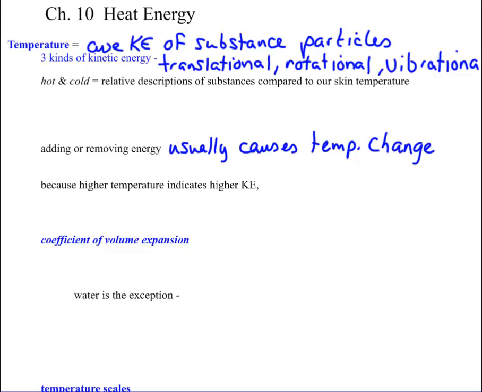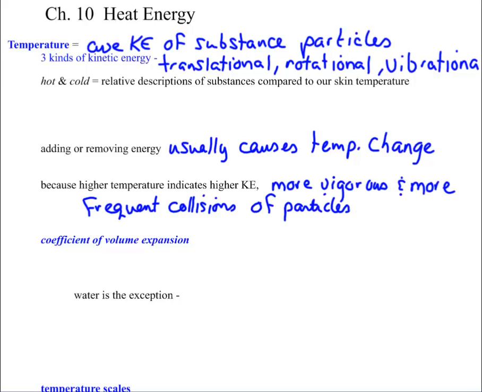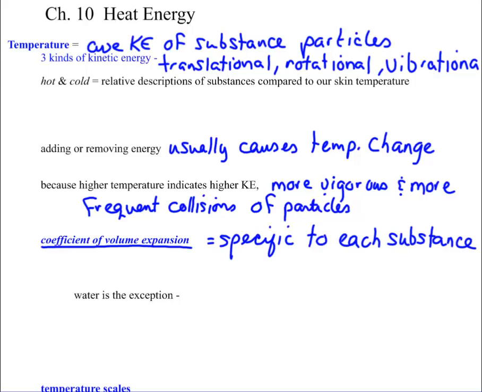They collide with the walls of the container more vigorously, so if we're talking about a gas, it will cause an increase in pressure. When we're talking about solids or liquids, because they're colliding and pushing off of each other, and they're pushing off of each other with more energy, what that causes the substances to do is increase in volume. So that is described as a coefficient of volume expansion, and that is a property that is specific to each substance. In general, solids expand when they become liquids.